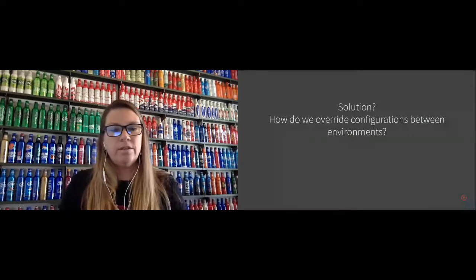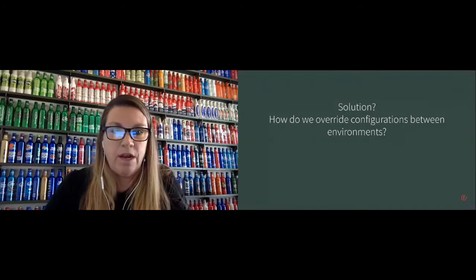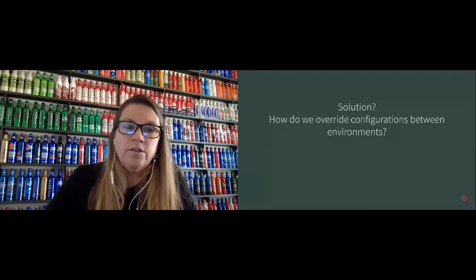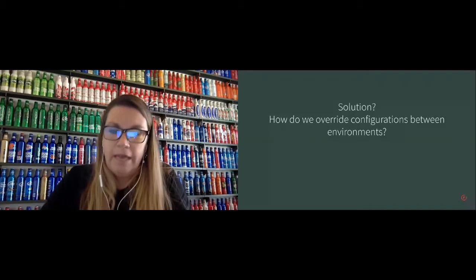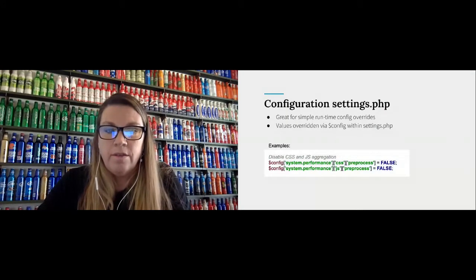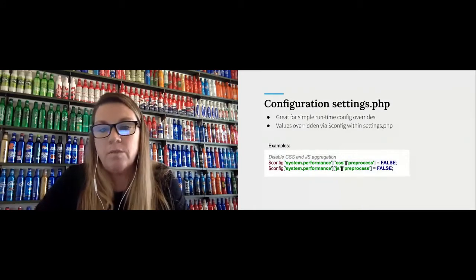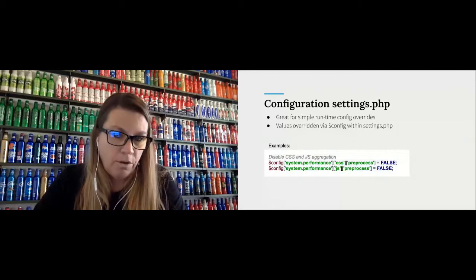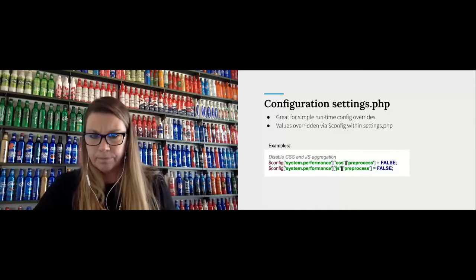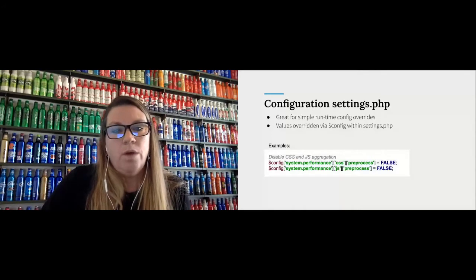So what is the solution? How can we override these configurations between environments? There are actually quite a few ways that we can do this. Probably the most common way is using the settings.php file. This is an example of what you might put in your settings.php file, probably a local settings.php file, that is going to disable your CSS and your JavaScript caching. So this is definitely one way, and probably a very common way to do this.